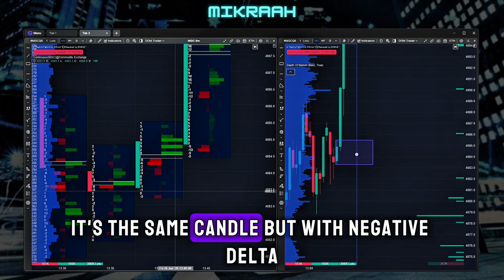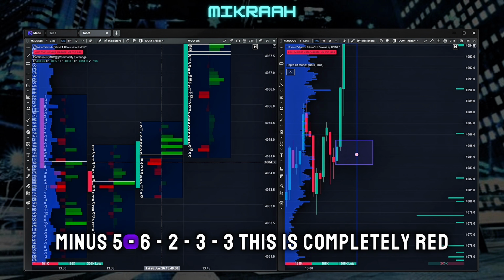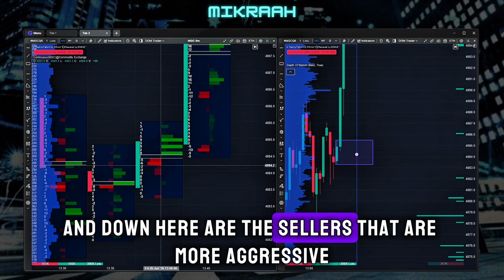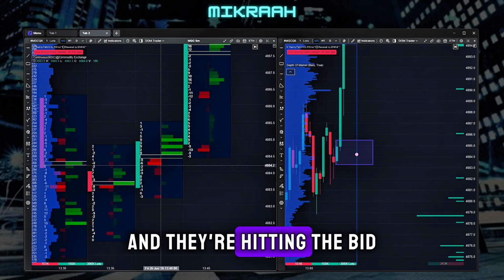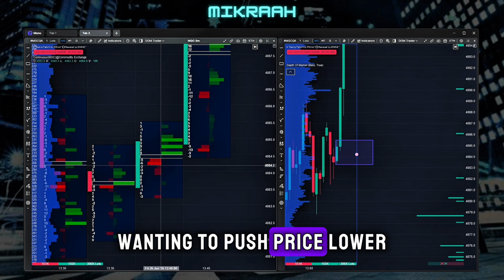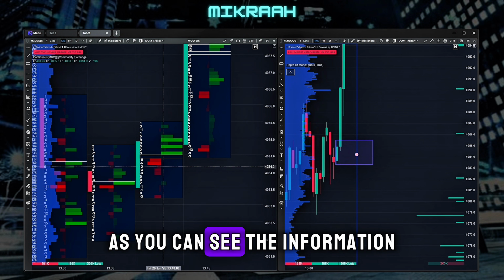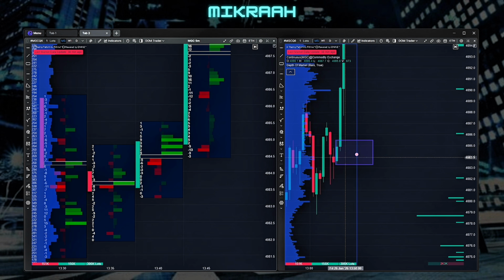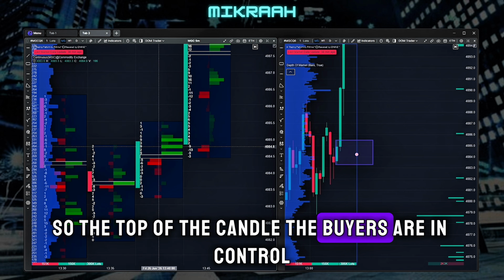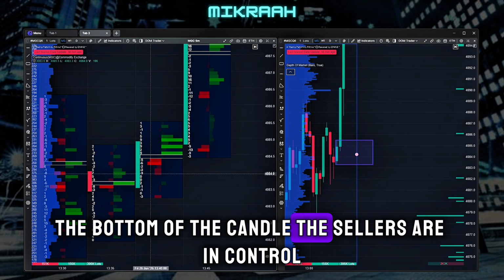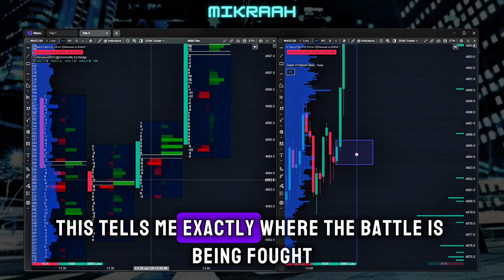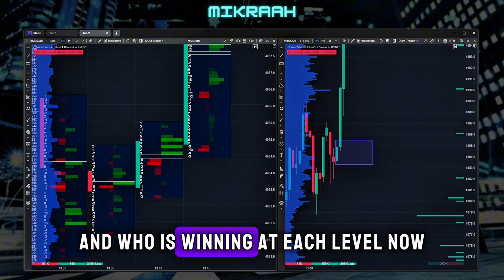it's the same candle but with negative delta, -5, -6, -2, -3, -3. This is completely red. And down here are the sellers that are more aggressive. They're hitting the bid, wanting to push price lower at these levels. One candle, 2 completely different stories. As you can see, the information makes a crazy difference. So the top of the candle, the buyers are in control. The bottom of the candle, the sellers are in control. This tells me exactly where the battle is being fought and who is winning at each level.